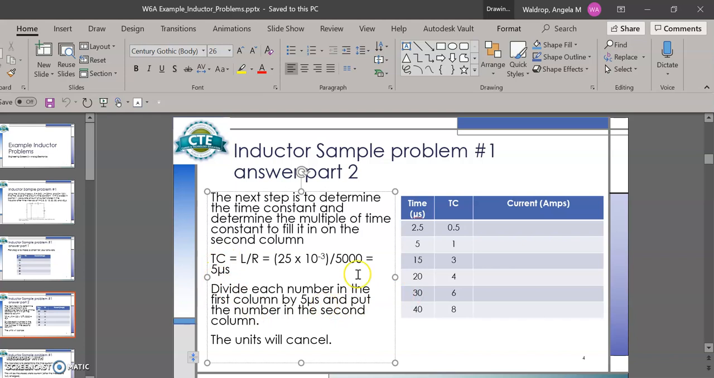What we need to do is divide each number in the first column by the time constant, and that will tell us the multiple of time constant that we have. If I take 2.5 and divide that by 5, I get 0.5, so that's a half a time constant. If I divide 5 by 5, that's 1. 15 by 5, that's 3, and so on. You can see that's where those numbers come from. The units are going to cancel themselves out.